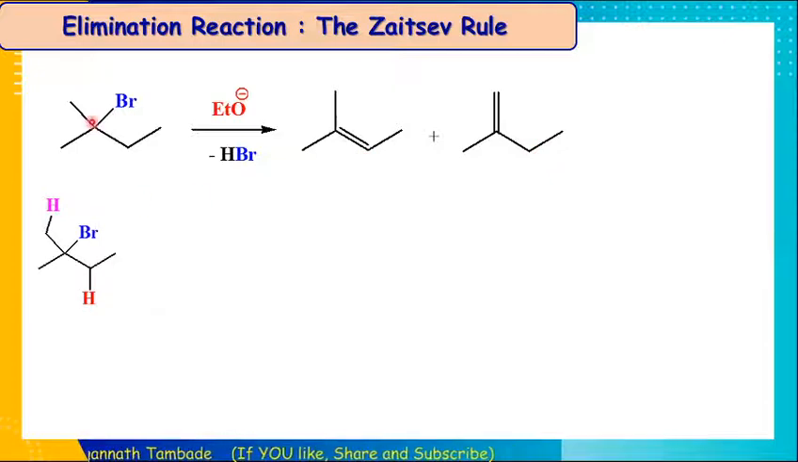Because if you look at this substrate carefully, you will find that this leaving group has two beta hydrogen atoms. So during the course of the elimination reaction, along with this leaving group, either this hydrogen can leave the molecule or this hydrogen can leave the molecule, and we can get either this compound as a product or this compound as a product. So in this case, two different elimination products are possible.